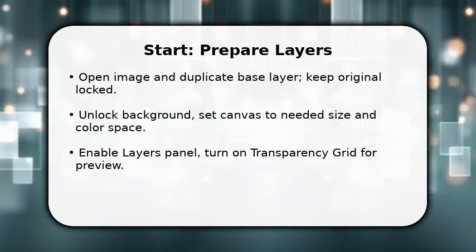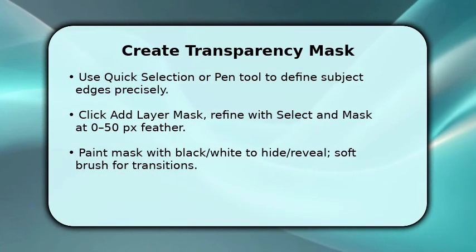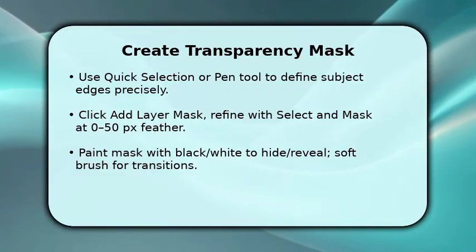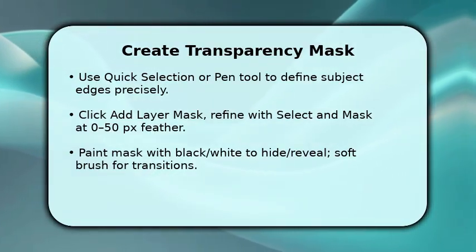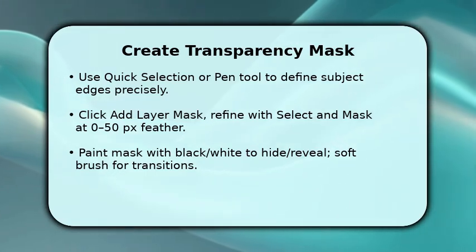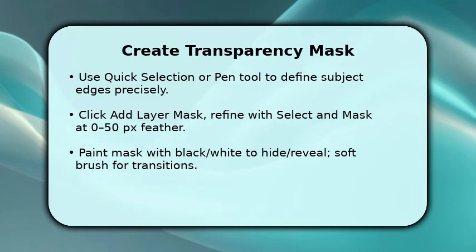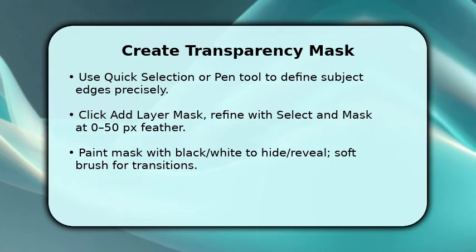You now create and refine a transparency mask to remove the background. First, select your subject with quick selection or draw a precise path with the pen tool. Accurate edges make later steps easier. Then click Add Layer Mask and open Select and Mask to refine edges. Use a small amount of feather, 0 to 50 px depending on resolution, and Shift Edge to fix halos.